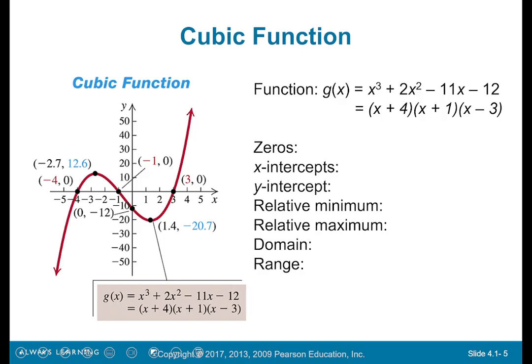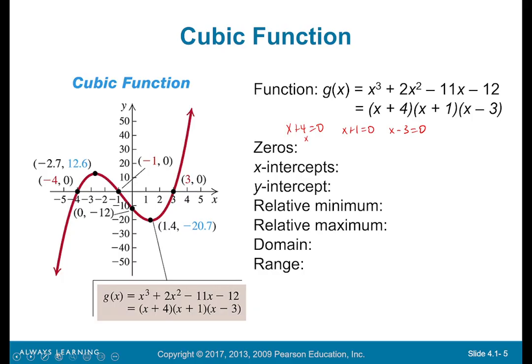Now let's look at a cubic. Let's say we have something like this, where we have g of x equals x cubed plus 2x squared minus 11x minus 12. You can have the factored form there. So to find its zeros, of course, we want to set x plus 4 equal to 0, x plus 1 equal to 0, and x minus 3 equal to 0.